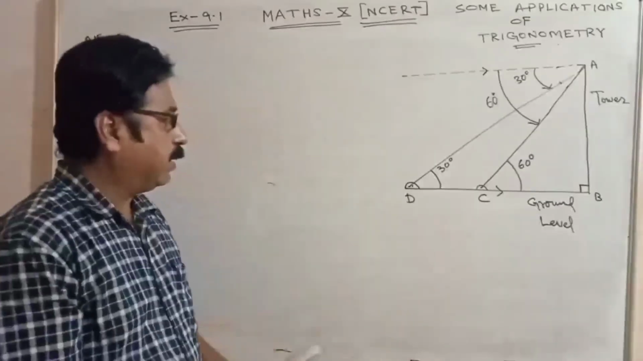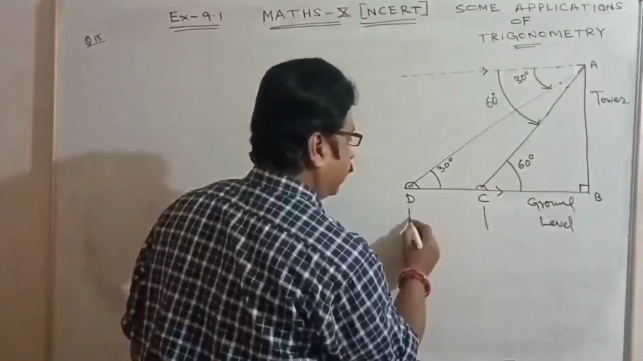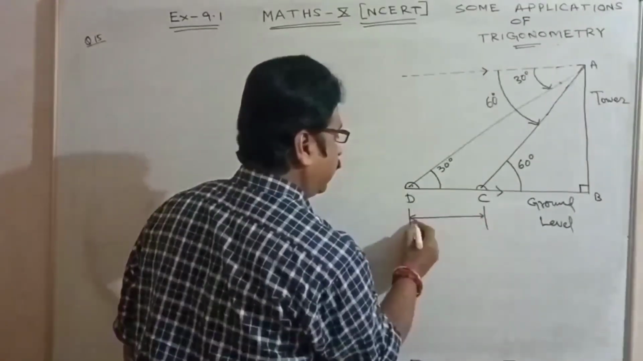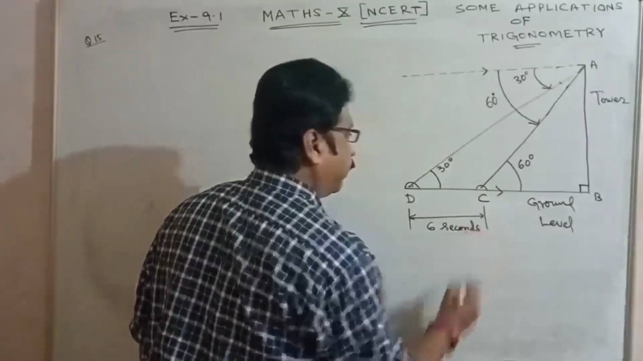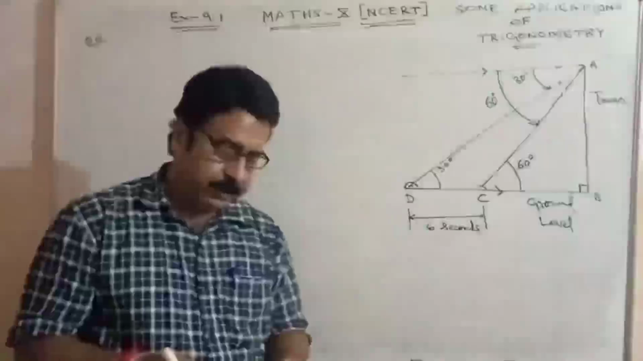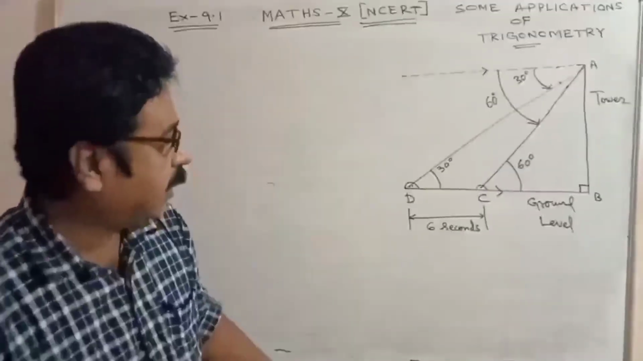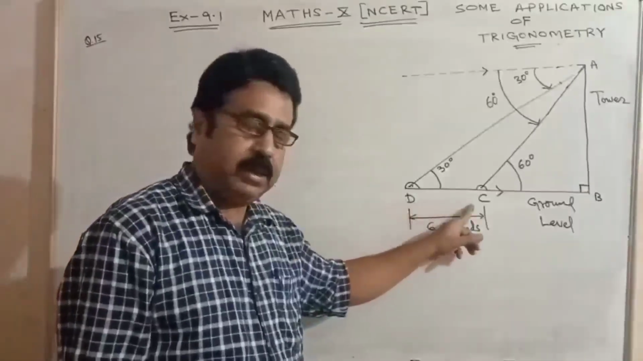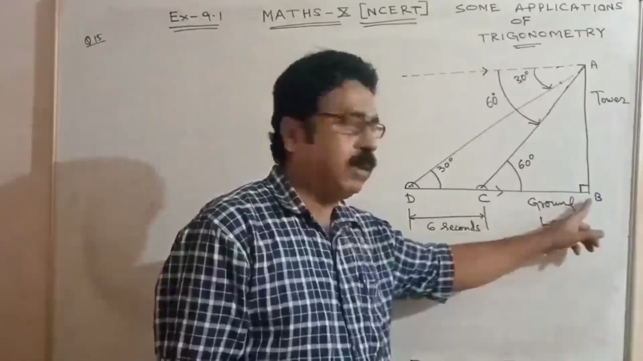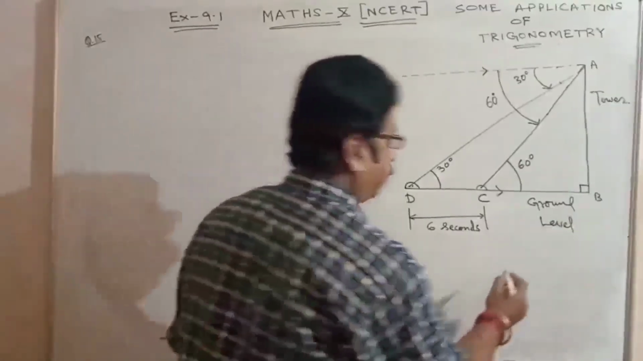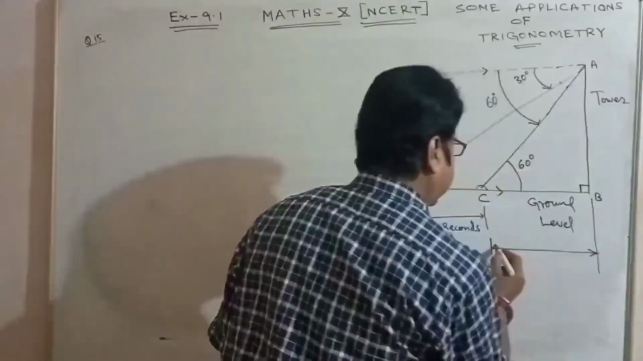For traveling this much distance, time is given. Time is given, 6 seconds. What is asked? Find the time taken by the car to reach the foot of the tower from this point. The car reached from point D to point C. Next, the time for the car to reach from point C to point B is asked. This time is asked.